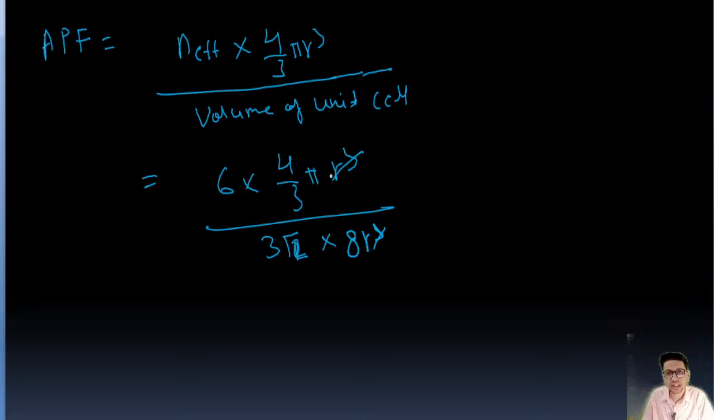Now we'll find APF, right? Atomic packing fraction, APF for hexagonal SCP. Okay, so APF means effective volume of each atom, and volume of each atom means 4 by 3 pi r cube, right? Upon volume of unit cell, r cube will get cancelled, right? And this will get cancelled.